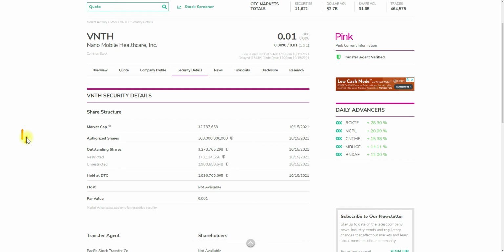Let's say that they add 1 billion from the authorized to the outstanding. This would make this number right here, instead of a 3, a 4. So now we make that 4,273,765,298. That's what dilution would be. Now, this is the difference, and I'm going to pop this up. Let me turn off the pen real fast.